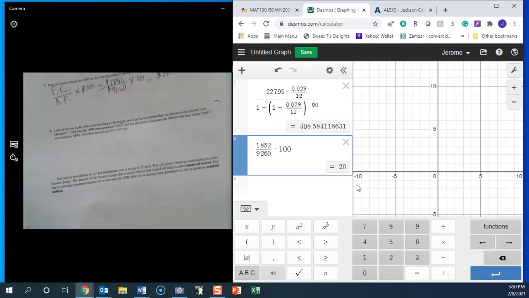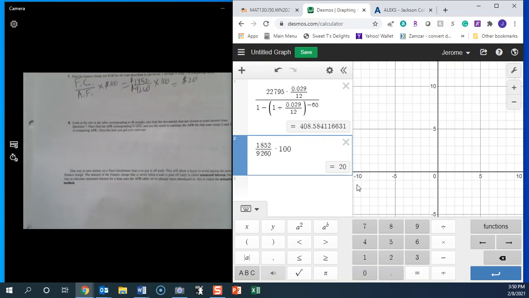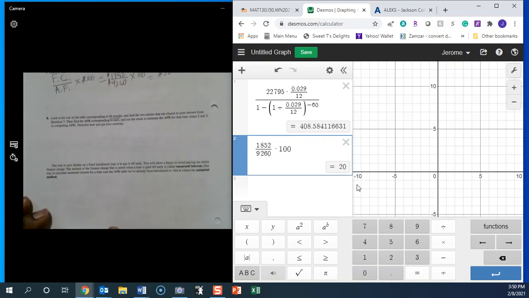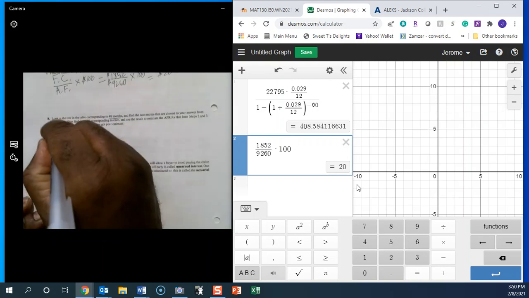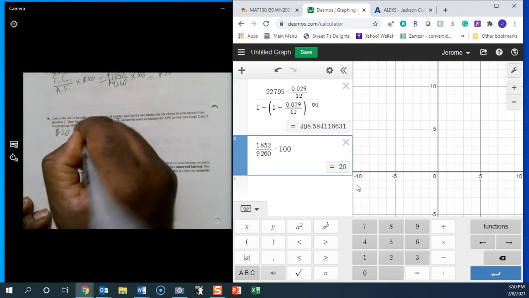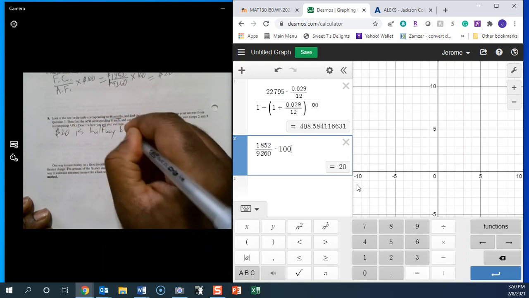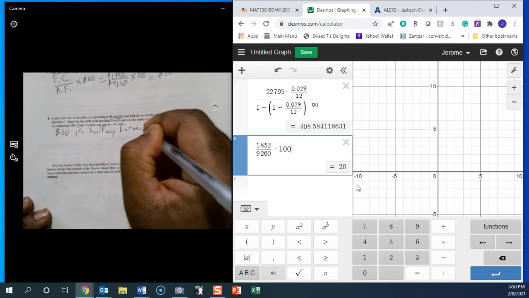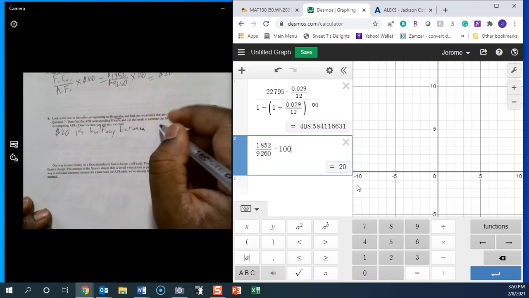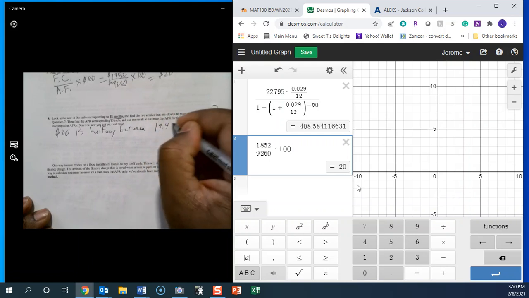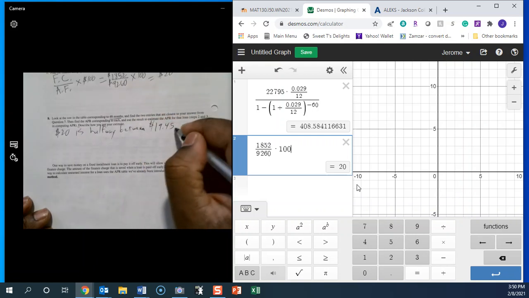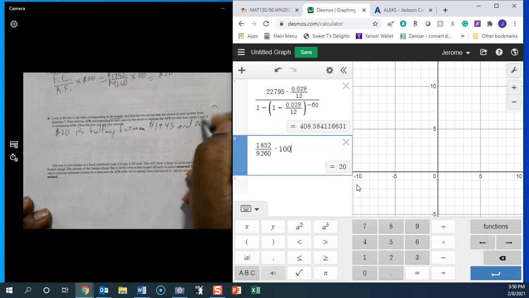So we go back here to this page. So we would say that $20 is halfway between $19.45 and $20.59.